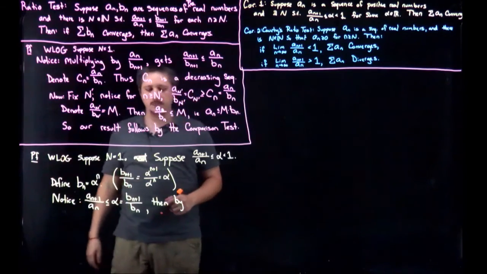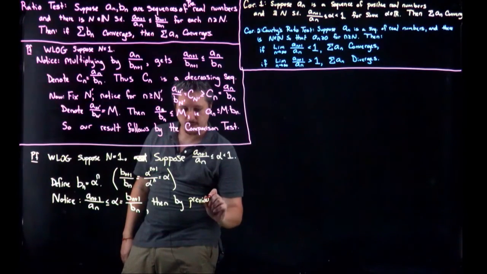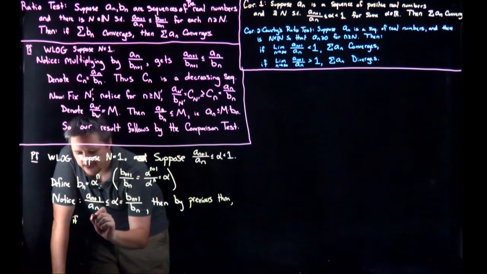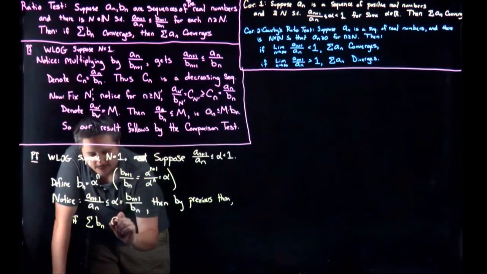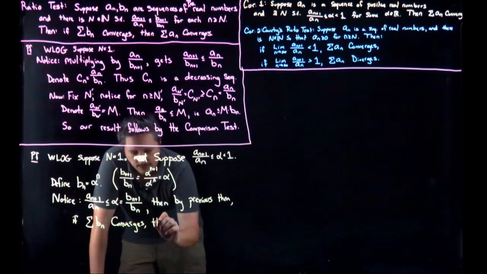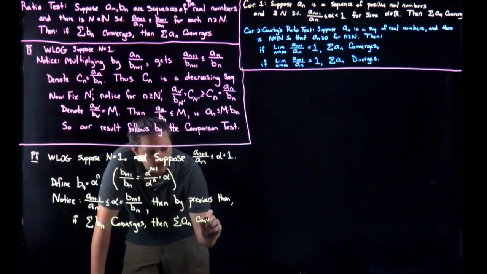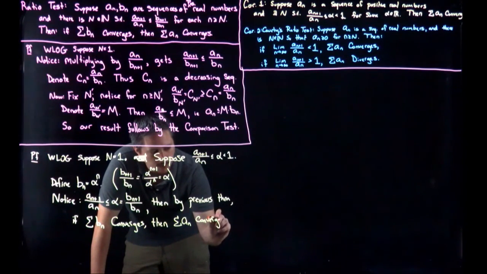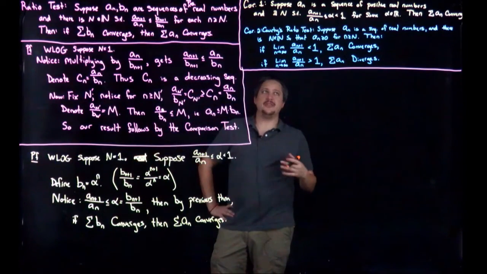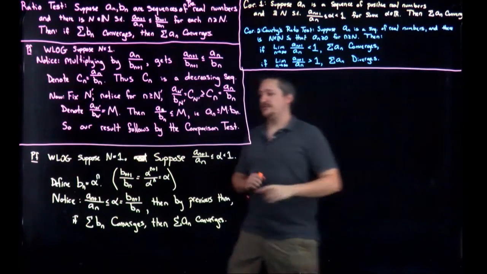So this says then by previous theorem, if the series bn converges, then the series an converges. Okay. But that's not quite what I want, right? This corollary definitively says definitely the series an converges.